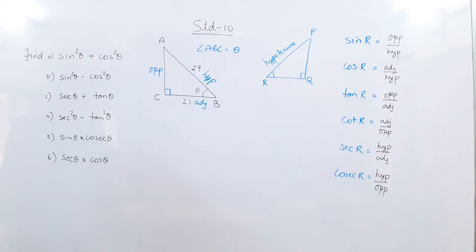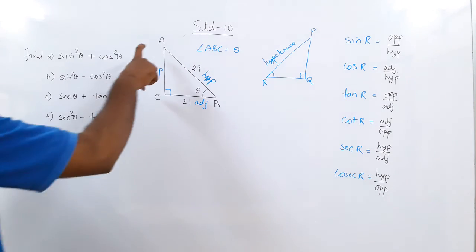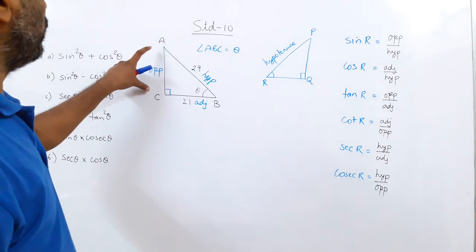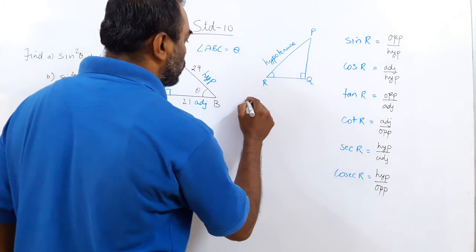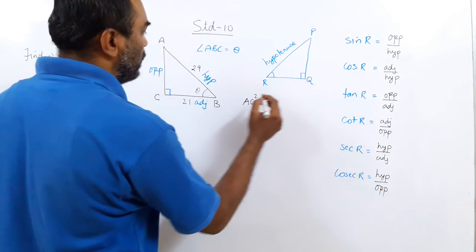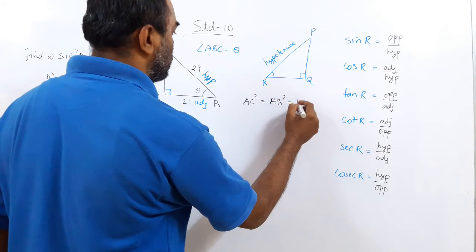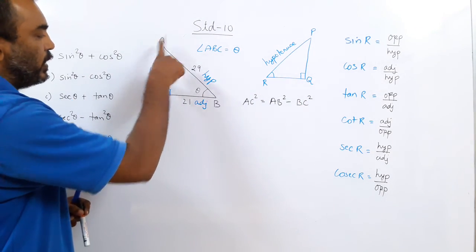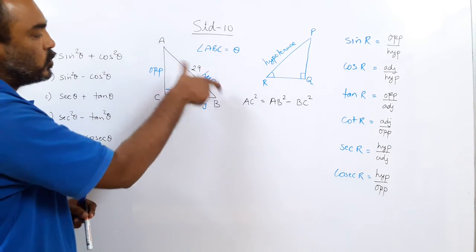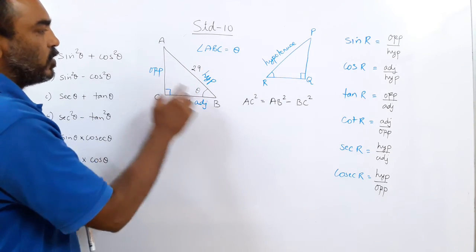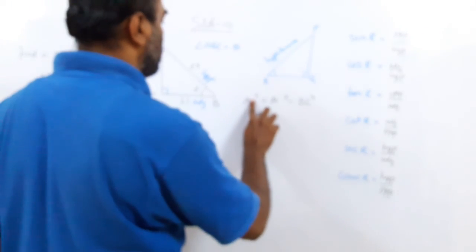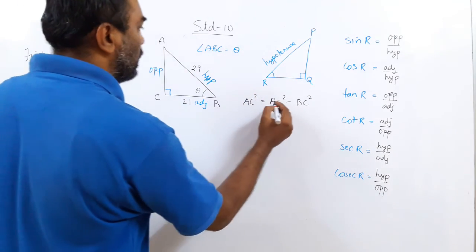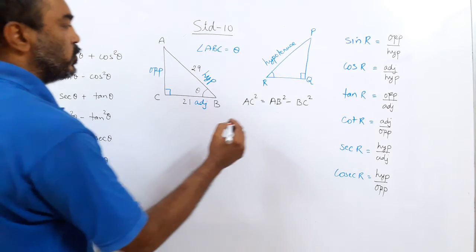So we are going to do everything, but before that, what do we need to find? The opposite side. What will we make use of first? The Pythagoras theorem. We have to find AC. Because AC square plus BC square equals AB square, AC square is AB square, the hypotenuse, minus BC square.